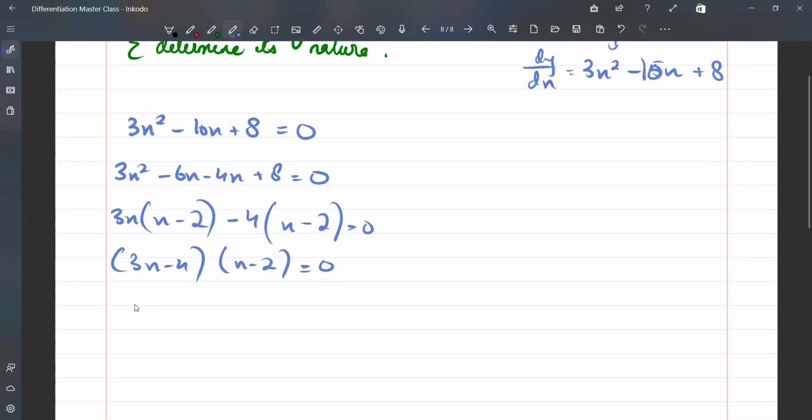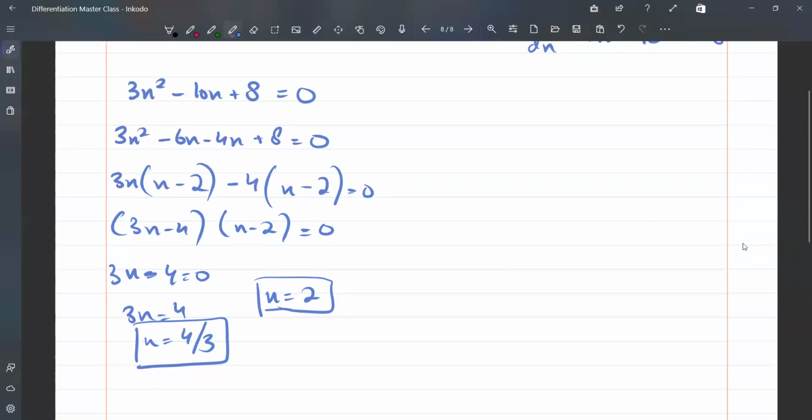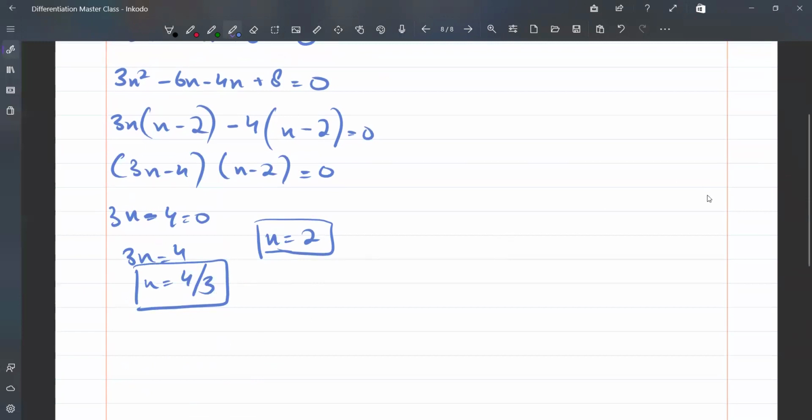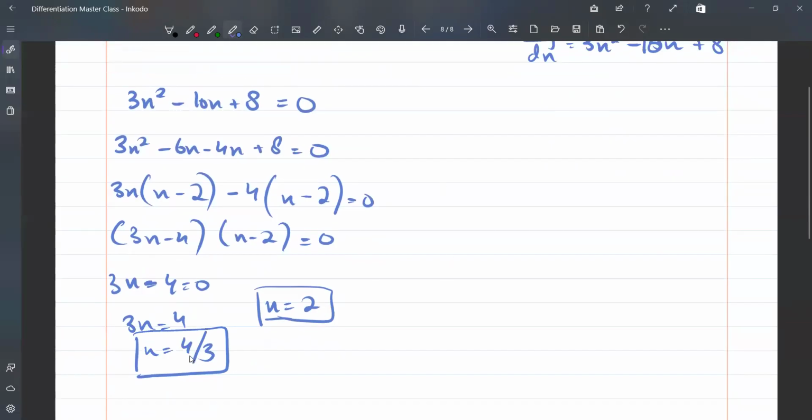And we have 3x minus 4 is equal to 0, and 3x is equal to 4, x is equal to 4 upon 3. This is our first point. And x is equal to 2. Now notice that since this is a cubic equation, we have 2 turning points. Now we have to substitute these turning points in the equation to calculate y.